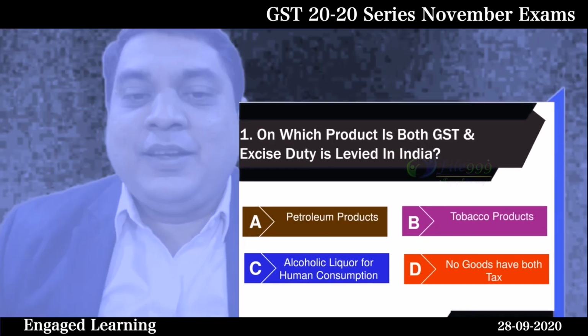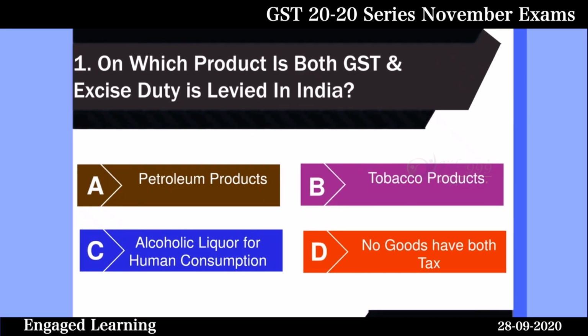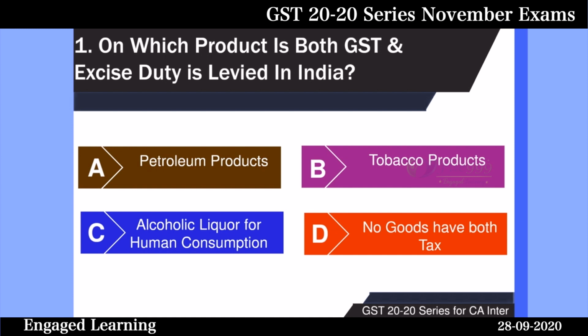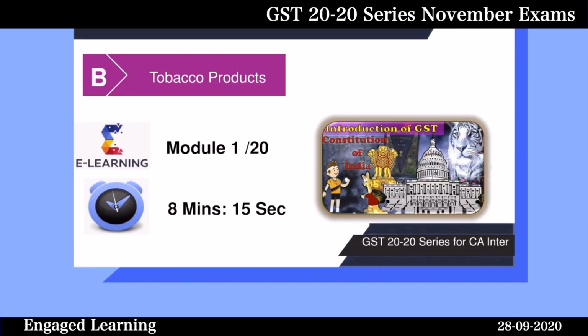Hello friends, now let's quickly look at some of the MCQs. So the first question on your screen. On which product is both GST and excise duty levied in India? Option A, petroleum products. Option B, tobacco products. Option C, alcoholic liquor for human consumption. And option D, no goods have both the tax. Well, I'm sure many would have guessed it right.